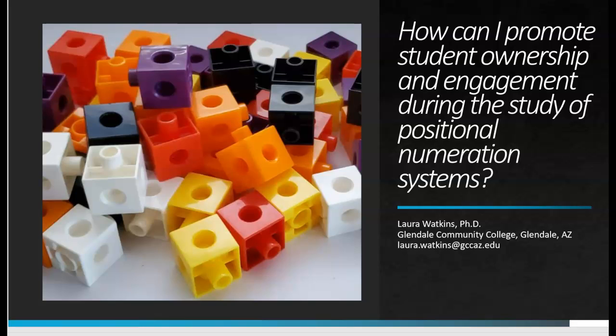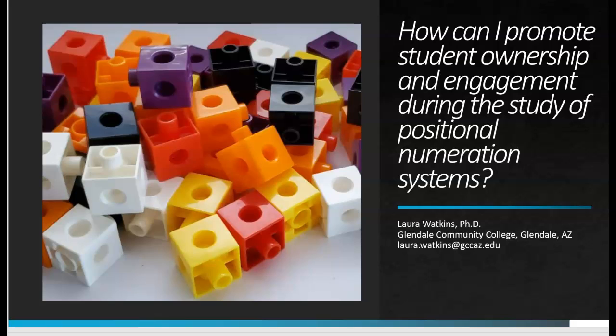So I'm pleased to be here and share with you a question that I often ask myself when I go about teaching this class. The question I often ask myself is, how can I promote student ownership and engagement during the study of positional numeration systems? This can typically be a dry subject for students, and so anything I can do to further engage the students and help them to build their own ownership of this knowledge is going to benefit them as well as their own students in the future.